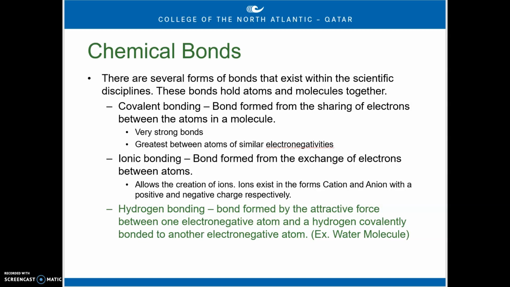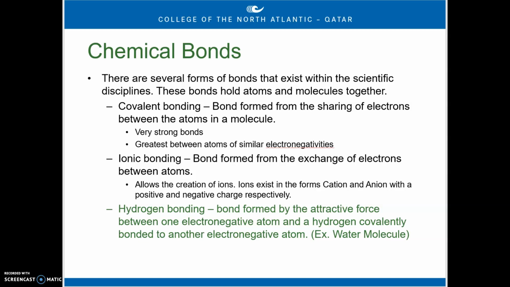So we can have covalent bonding, which is the strongest, or forms a very strong bond. And this is formed when two atoms share electrons in their outer valence shells. So this is a covalent bond. It's very strong, and it's strongest between atoms that have similar electronegativities. And that's something that you'll get into in your chemistry course.